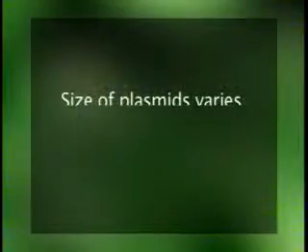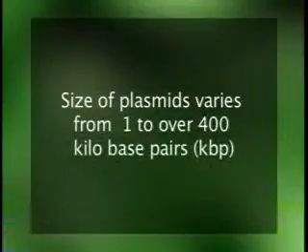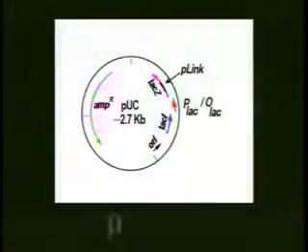The size of plasmids varies from 1 to over 400 kilobase pairs. There may be one copy for large plasmids to hundreds of copies of the same plasmid in a single cell, or even thousands of copies for certain artificial plasmids selected for high copy number, such as the pUC series of plasmids.